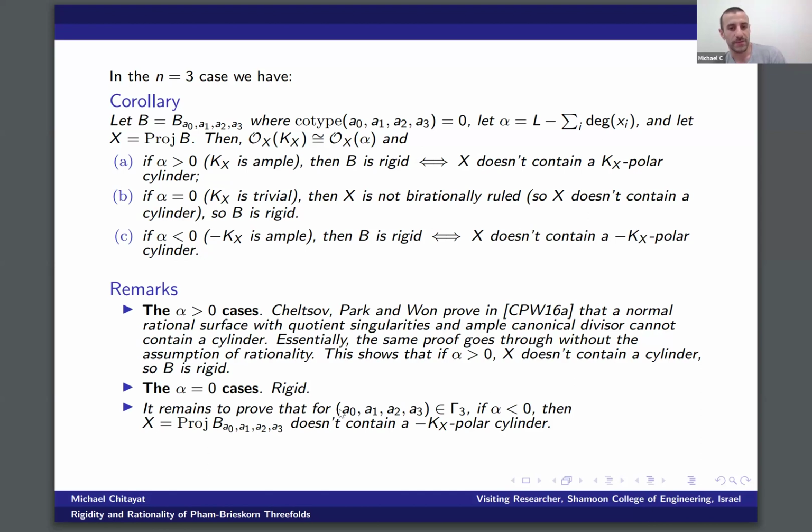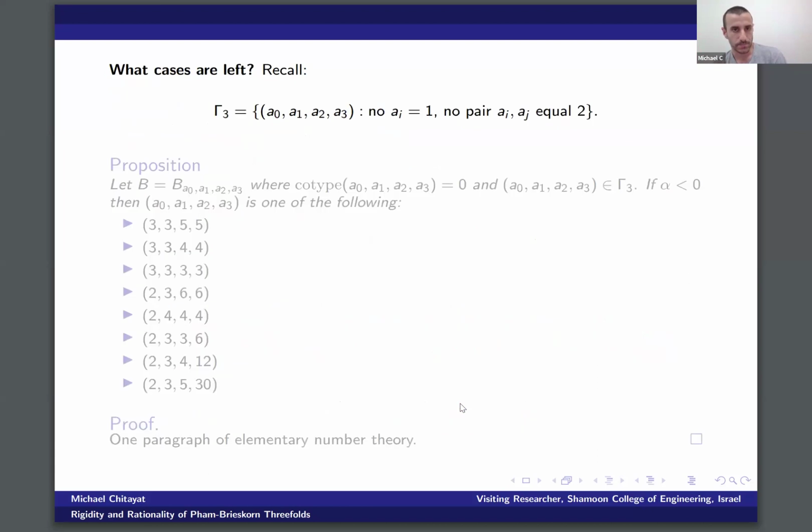And so it remains to prove that for A0, A1, A2, A3 in gamma 3, if the amplitude is negative, then X doesn't contain an anti-canonical polar cylinder. Let me tell you what gamma 3 is. Recall gamma 3 is the set of tuples such that no A_i equals 1 and no two among them equal 2.